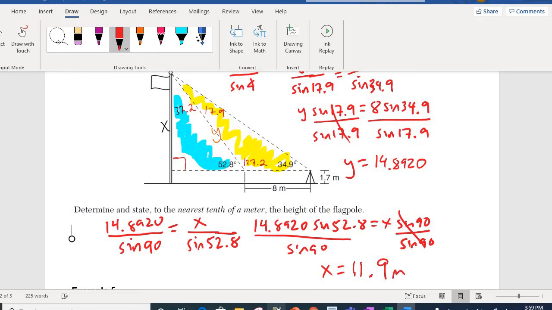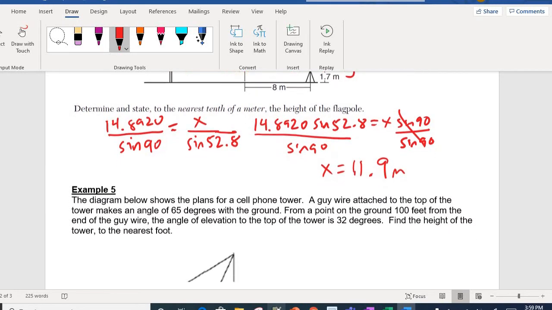Okay, and that would be meters. Okay, let's go to example number 5.